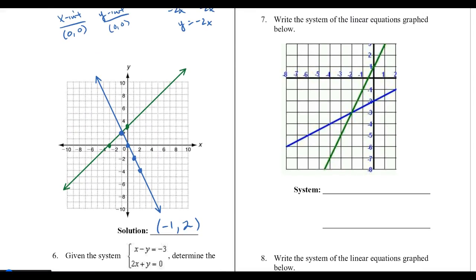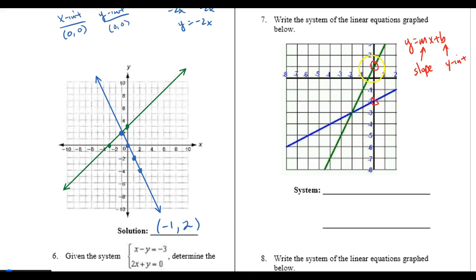write the system of linear equations graphed below. So we need to find the equation of these two lines. Well, remember that the equation of any line is y equals mx plus b. m is the slope, b is the y-intercept, and lucky for us, we can see the y-intercepts for both lines, and we can certainly find the slope. So keep everything color coordinated.